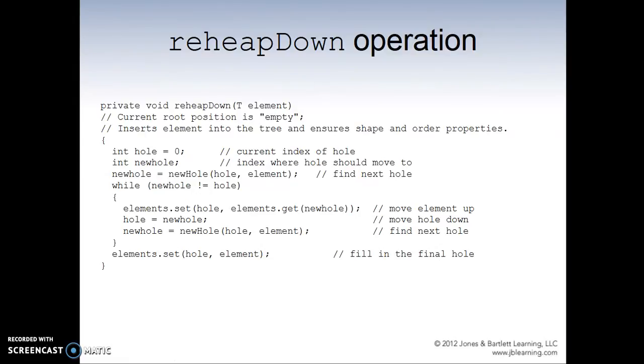So let's look at the implementation now. So reheat down, we pass the element, which is E that we just looked at. Initialize hole equal to 0. And then we're going to create a variable to store the index where the hole should move to, because we keep moving the hole. And then we're going to create a method to find the next hole. This method pretty much just compares the element to those two children. Whoever is the highest, then we know the next hole to move to.